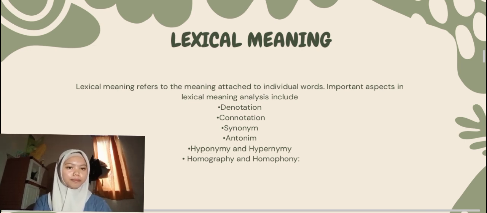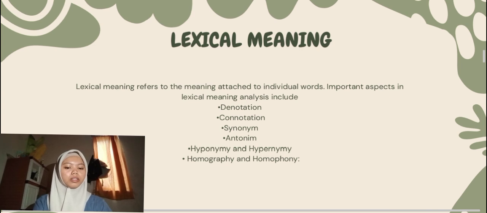And the next, synonym. A synonym is a word with nearly the same meaning. Example, large and spacious. And the next, antonym: words with opposite meaning. Example, hot and cold. And the next, hyponym and hypernym. Hyponym identifies a part of or type of relationship. Example, dog is a hyponym of mammal.